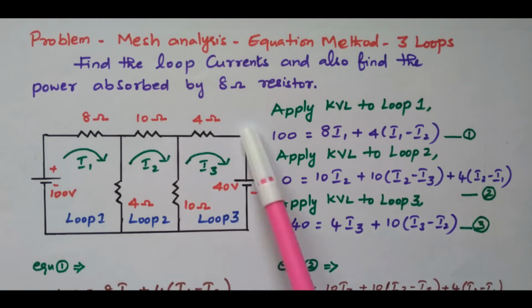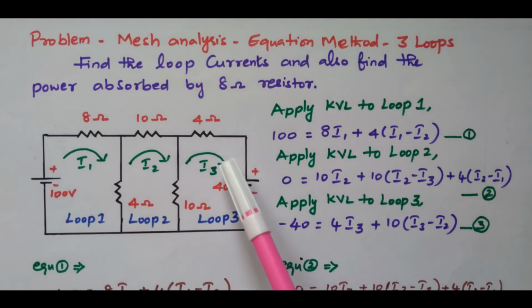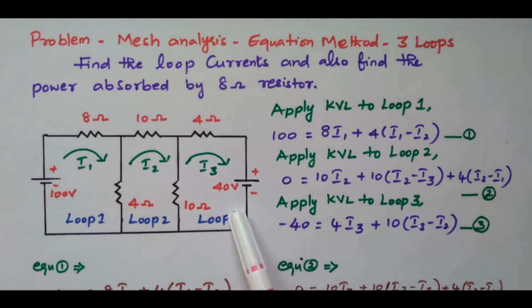Now we'll go to the third loop. In the third loop, what are the elements available? This 10 ohm resistor, this 4 ohm resistor, and one voltage source. So potential rise equals potential drop. First we'll consider this 40 voltage source. See how the current is flowing in the downward direction, that is from positive to negative. It is flowing like this, from positive plate to negative plate. So this is a drop in potential. So we need to take minus 40.